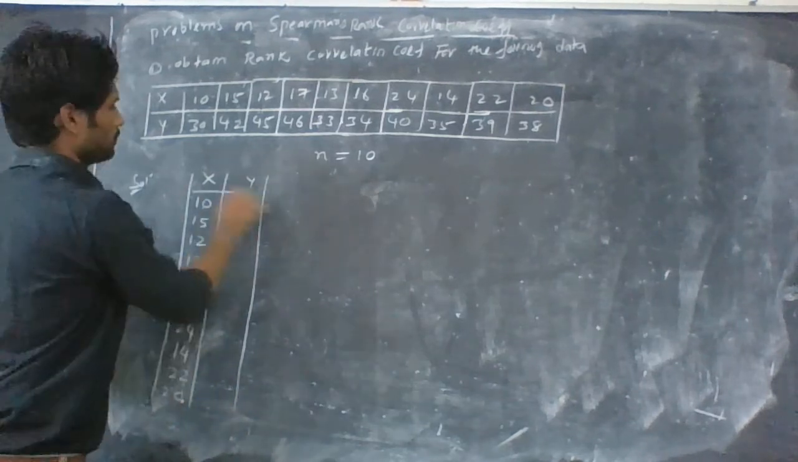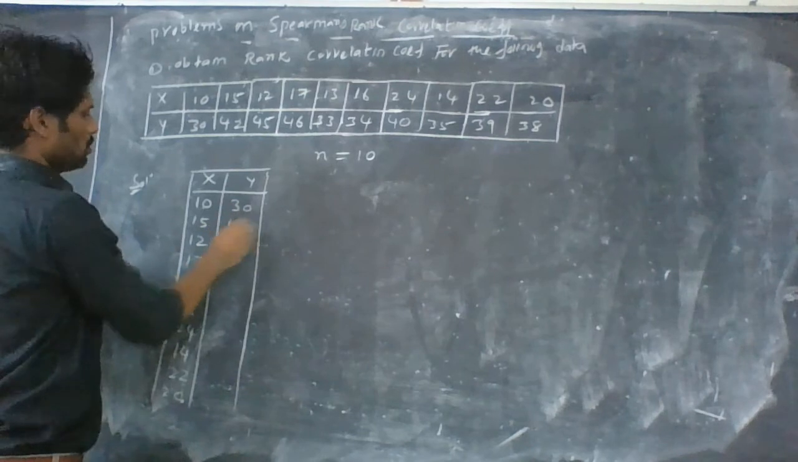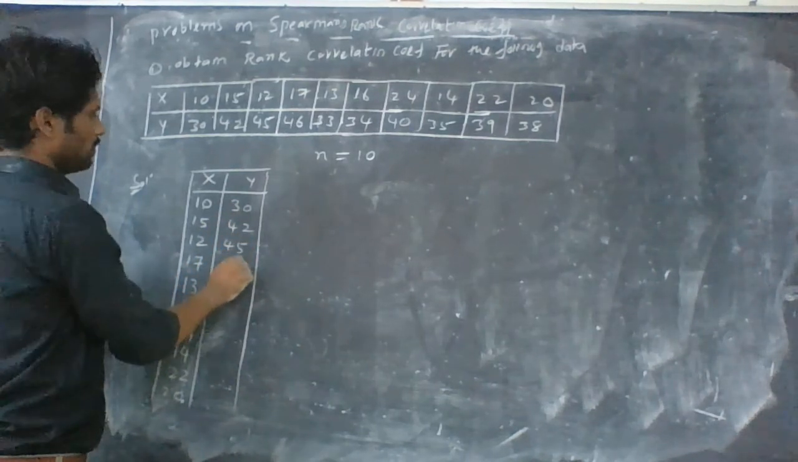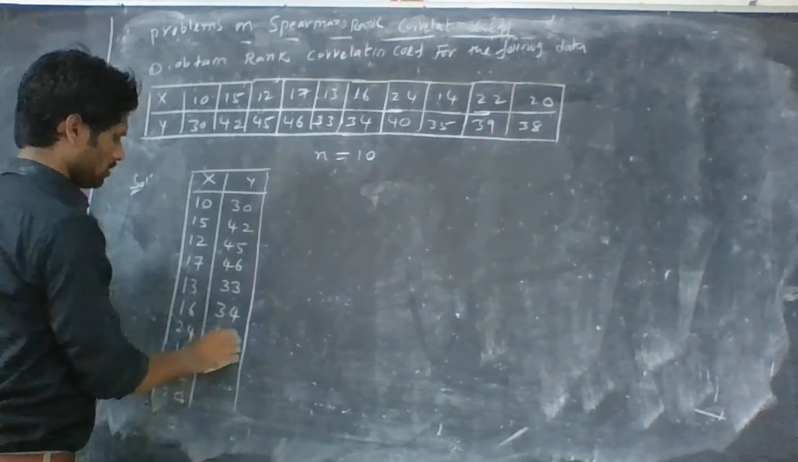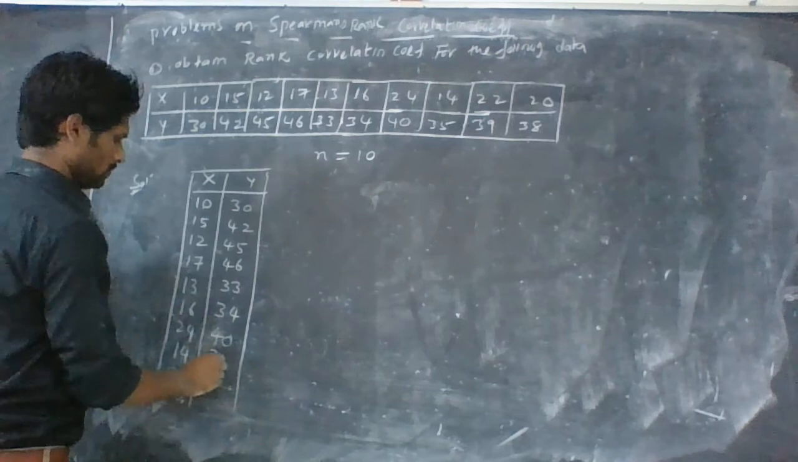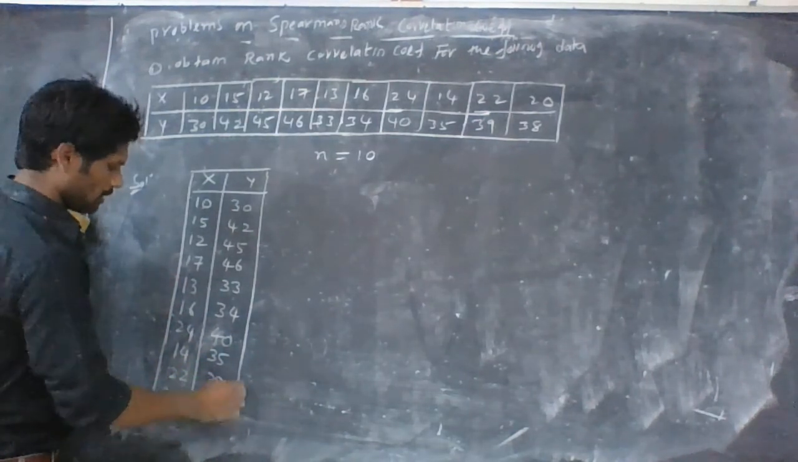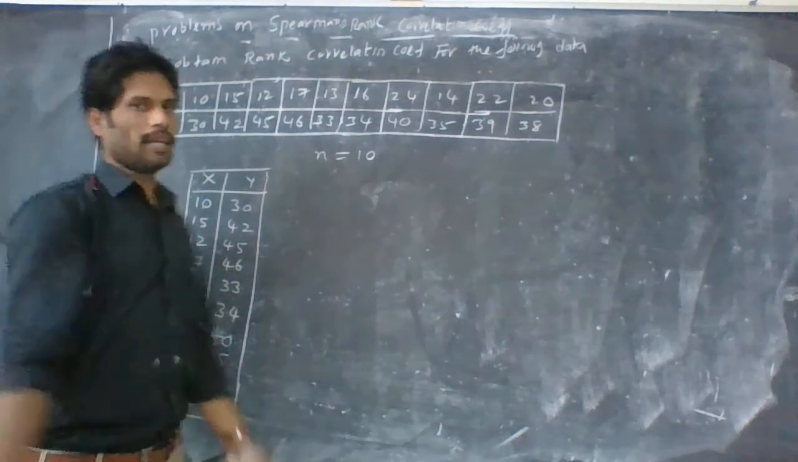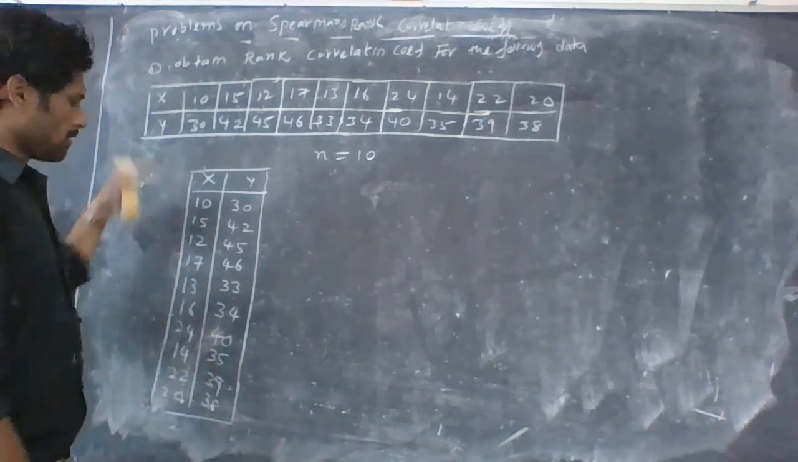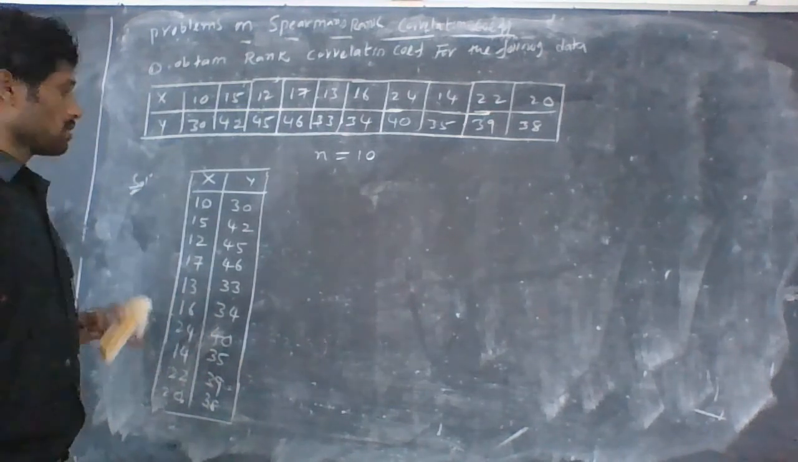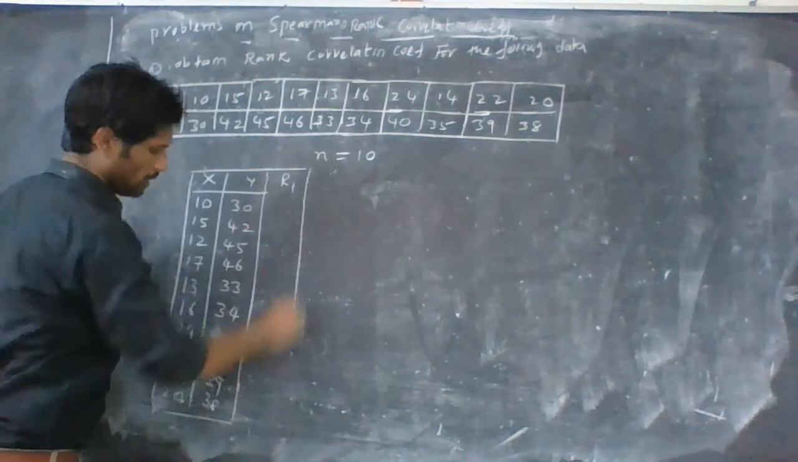And the y values are 30, 42, 45, 46, 33, 34, 40, 35, 39, 38. Now we take ranks of the two different observations. Ranks are given in order of priority: the highest number gets rank 1.